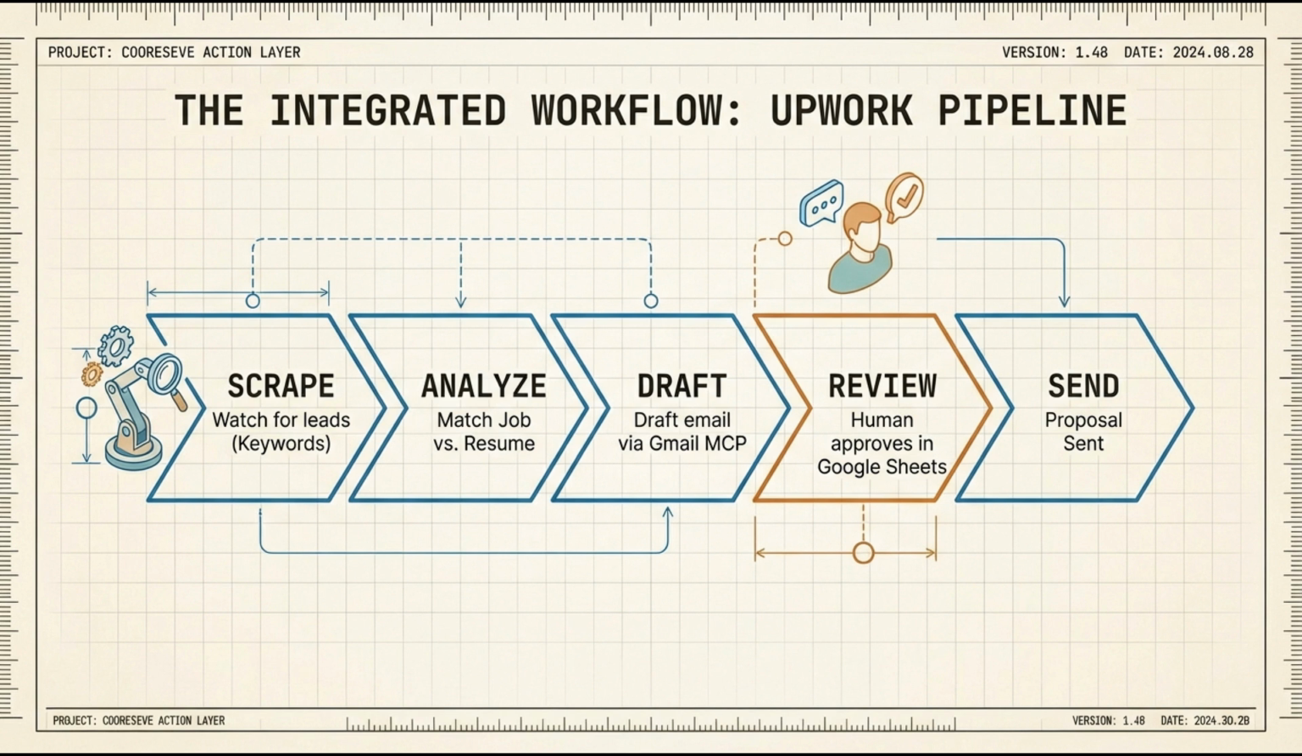An agent watches Upwork for jobs matching specific keywords, like AI automation. It's looking for leads. Standard scraping, we know this part. Step 2, analyze. The agent reads the job description. It figures out what the client actually needs.